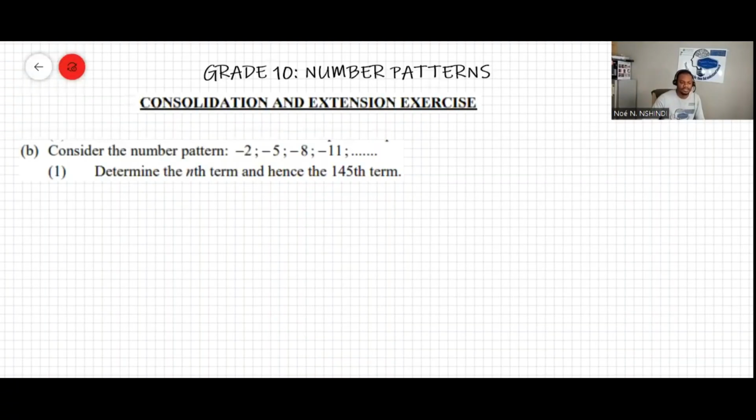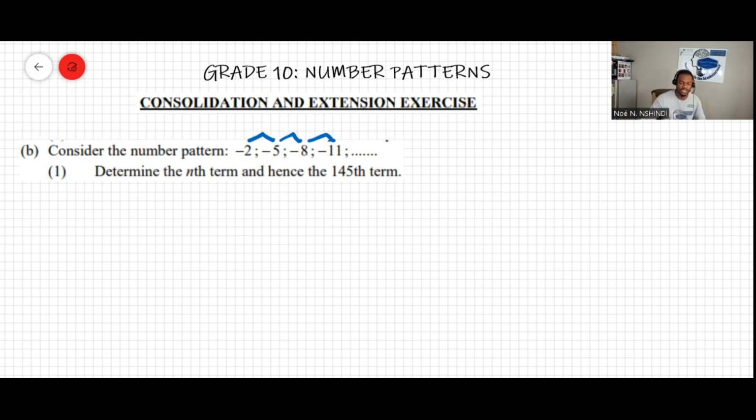Question B says consider the number pattern -2, -5, -8, -11, and determine the nth term, hence the 145th term. So we look at the constant difference first. If there is a constant difference here, I'll do -5 minus -2.